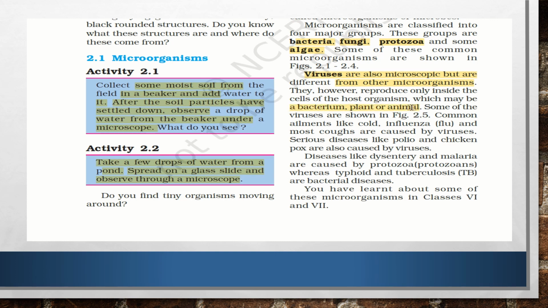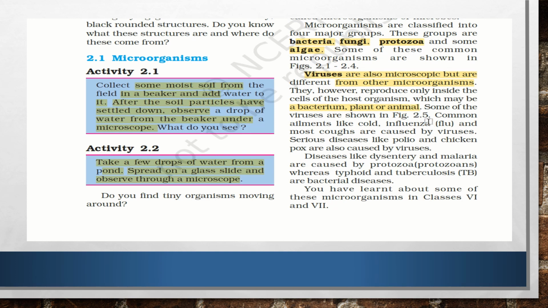So the host of that virus may be a bacteria, maybe a plant or an animal. Some of these viruses we will see down in these diagrams. We will be seeing that there are different types of these viruses which are being shown in the diagram.